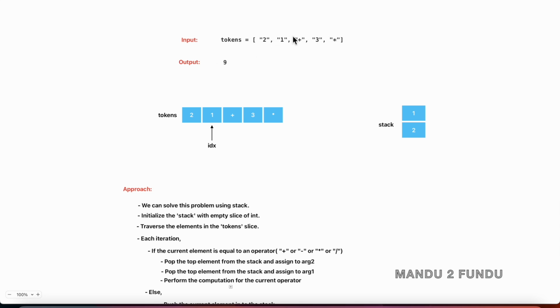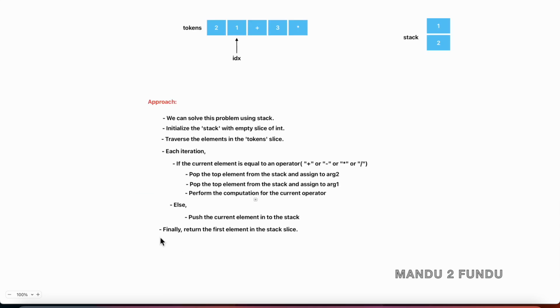Whenever we see an operator, we pop the two elements from the stack and perform that operation. Otherwise, we convert that token into an integer and push it into the stack. After traversing the entire array, finally we have the value of that expression in the stack. Then we return the first element in the stack slice. So that's what I have written here. We can solve this problem using a stack.